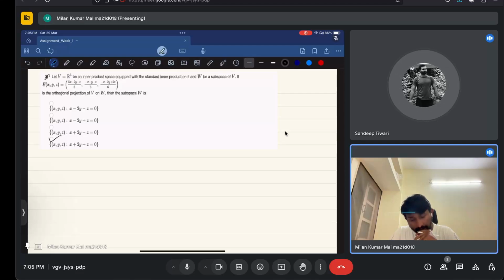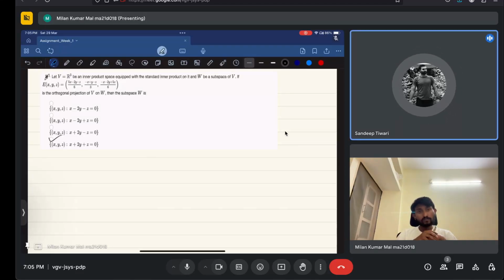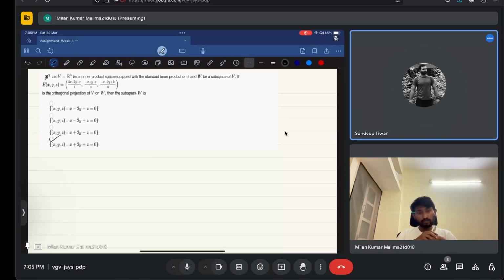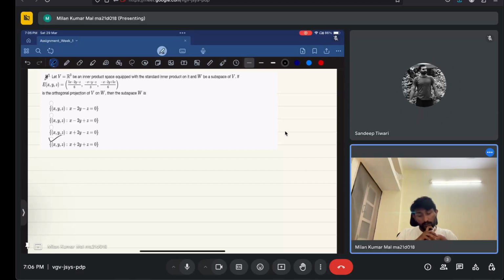Sir, can I find W minus, W perp? W can be written as W part plus W perp, right? W subspace it is. So W can be written as W part plus W perp. So W part is, I have to find then W part first.